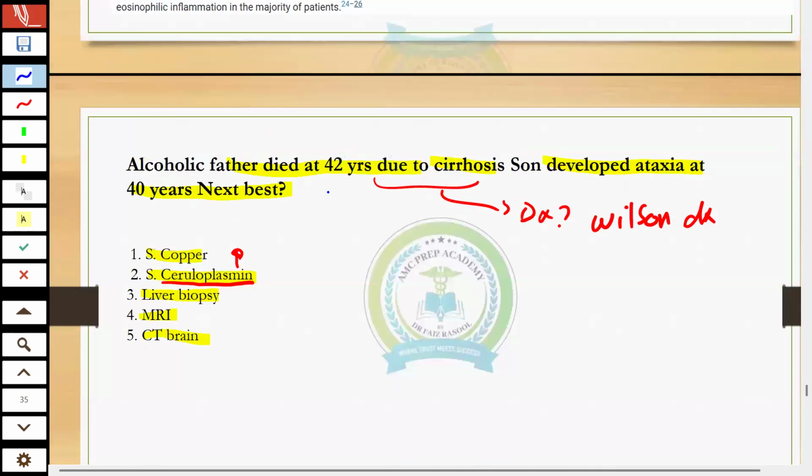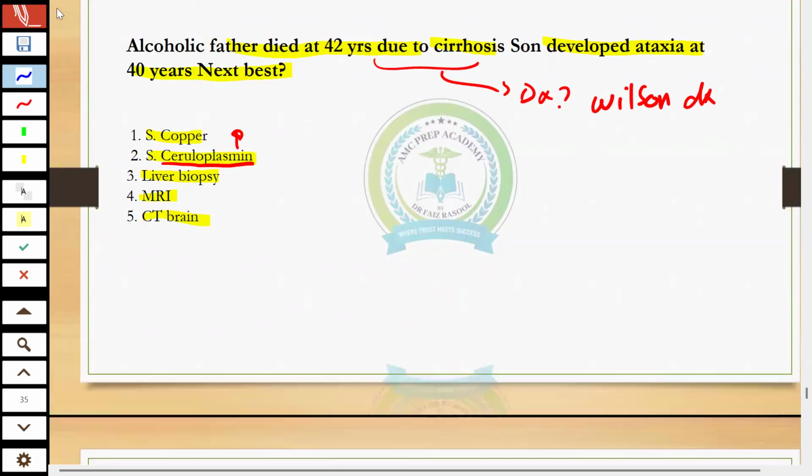So an alcoholic father died at 42 years due to cirrhosis. Son developed ataxia at 40 years. What is the next best step? So in next best, they are talking about next best. So you have to go for the serum ceruloplasmin. Clear?